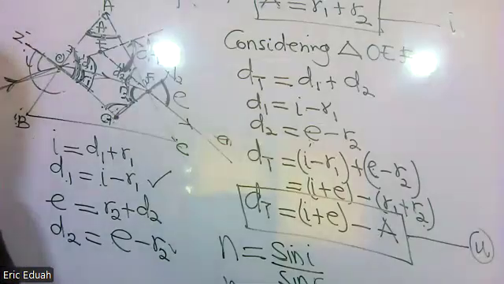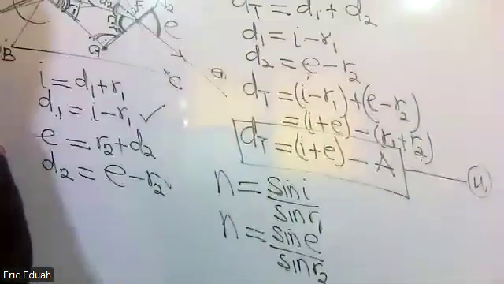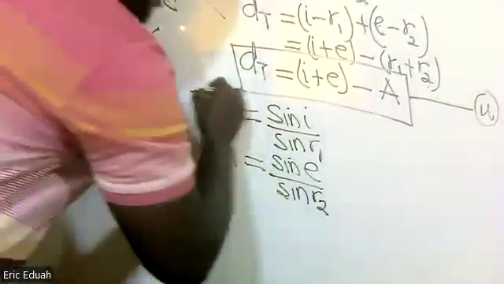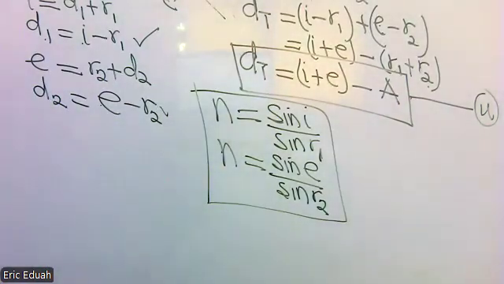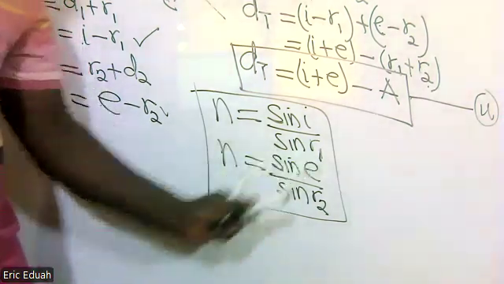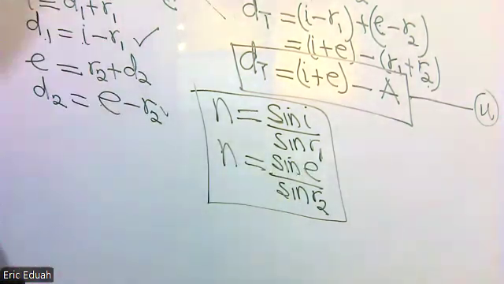So these are the two possible expressions you can use to calculate for the refractive index in a triangular prism. And both must give you the same result. Of course, we'll be solving questions, so you understand how we apply this in solving problems.